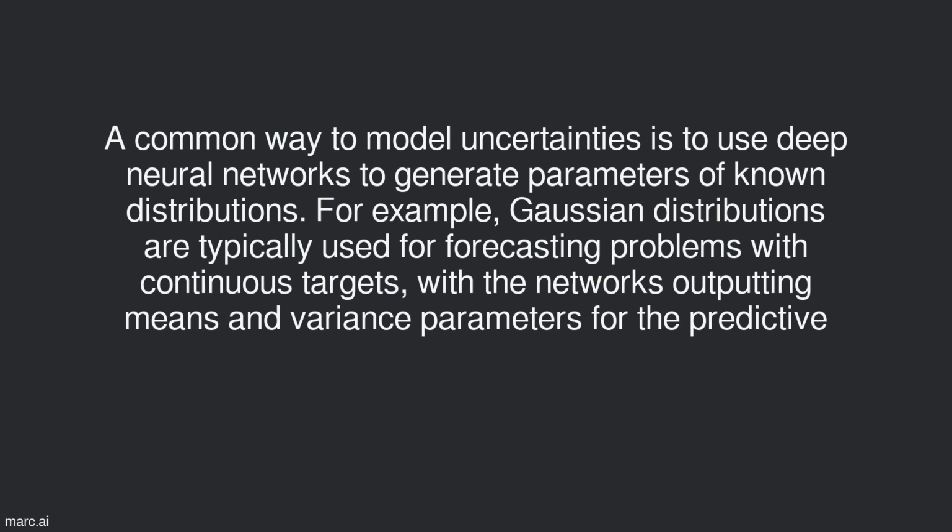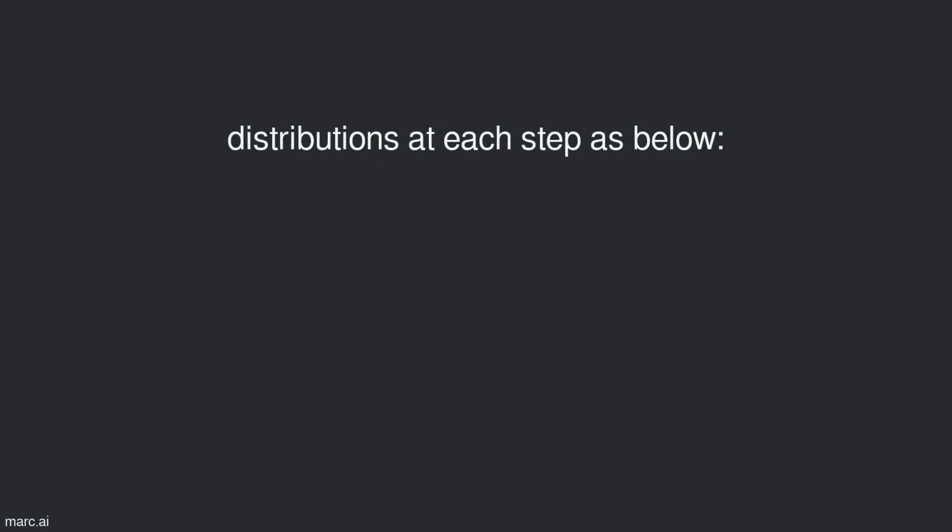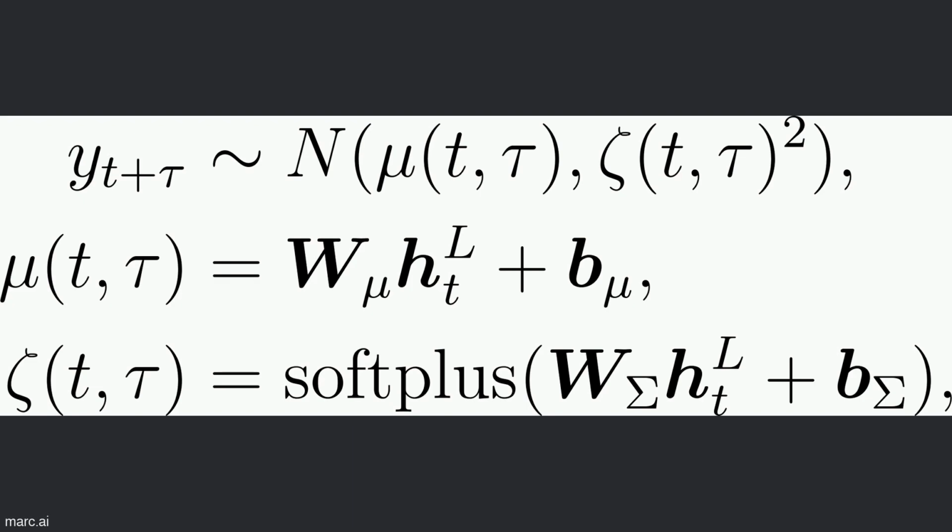A common way to model uncertainties is to use deep neural networks to generate parameters of known distributions. For example, Gaussian distributions are typically used for forecasting problems with continuous targets, with the networks outputting means and variance parameters for the predictive distributions at each step as below, where h-LT is the final layer of the network, and softplus is the softplus activation function to ensure that standard deviations take only positive values.